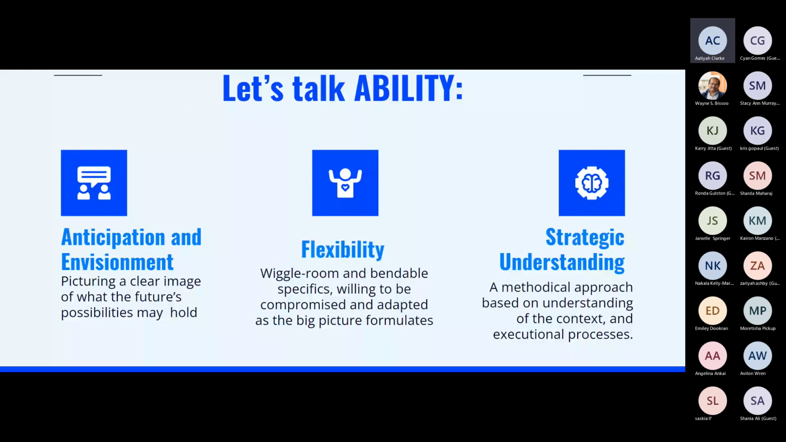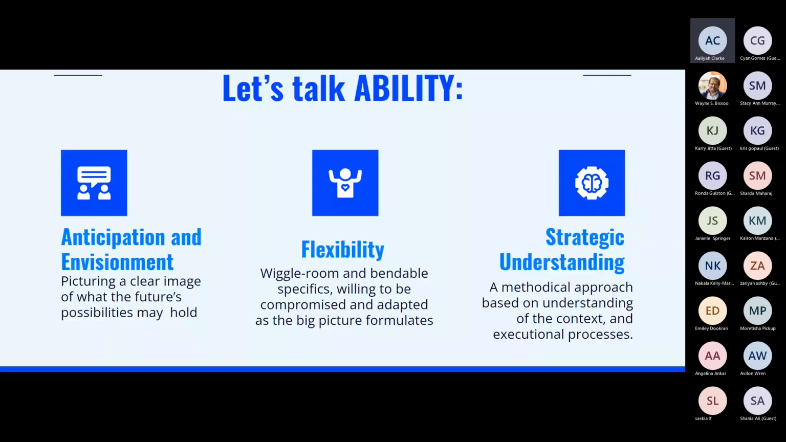So let's talk ability. In order to best practice strategic leadership, the possession and continuous development of certain abilities is required of the leader. These skills include anticipation and the ability to envision the future, maintenance of flexibility, and a strong sense of strategic understanding. As we can understand, each of these specifications work in tandem with one another. From picturing a clear image of what the future's possibilities may hold for the organization, to being able to flexibly move around in that wiggle room and have bendable specifics in your plan that might be willing to be compromised and adapted as that big picture formulates.